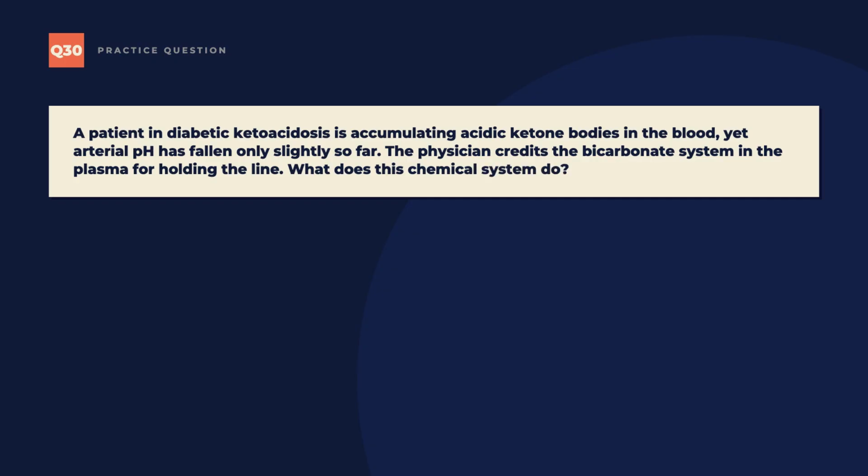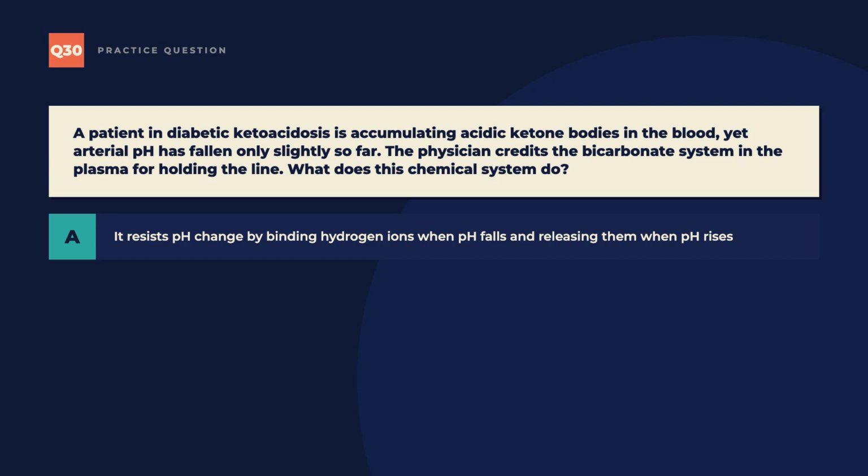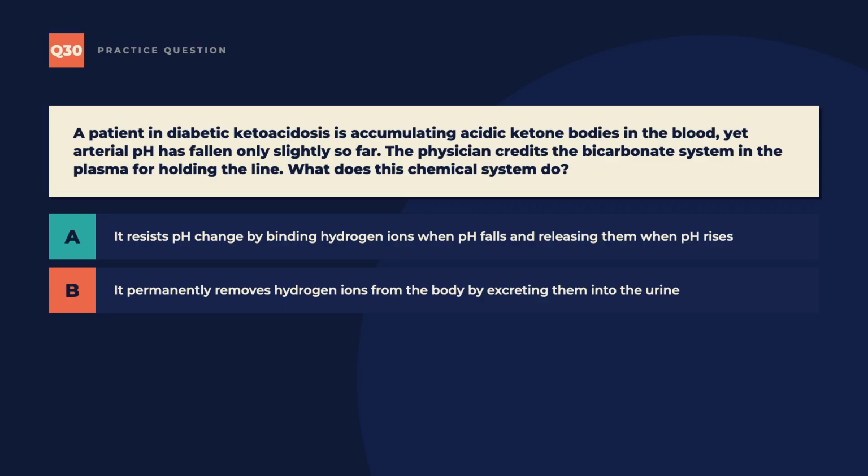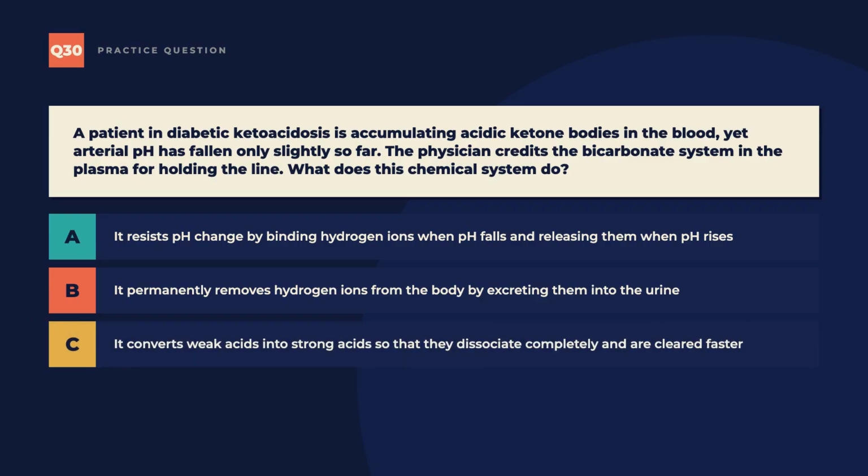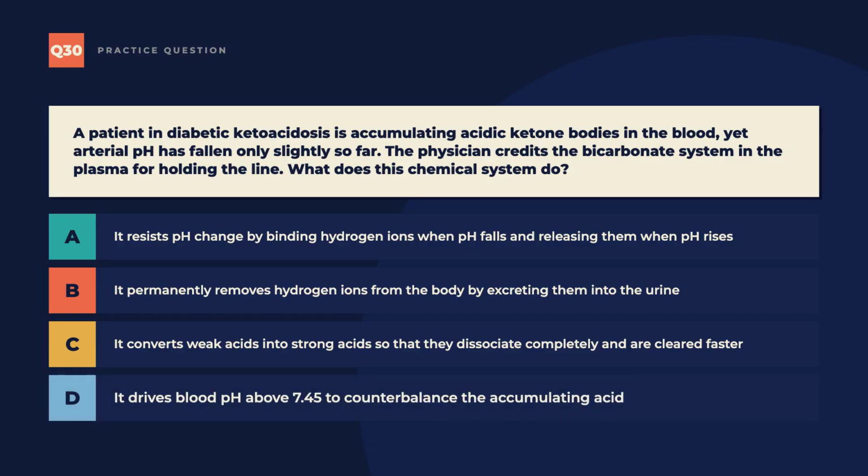Your options are: A. It resists pH change by binding hydrogen ions when pH falls and releasing them when pH rises. B. It permanently removes hydrogen ions from the body by excreting them into the urine. C. It converts weak acids into strong acids so that they dissociate completely and are cleared faster. D. It drives blood pH above 7.45 to counterbalance the accumulating acid. Which would you go with? Lock it in before the reveal.